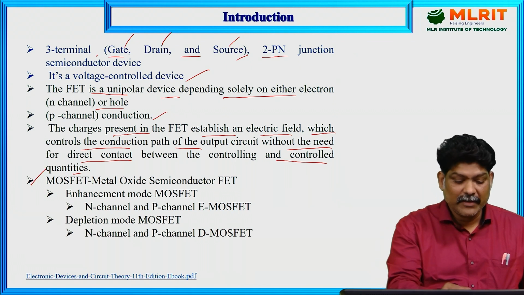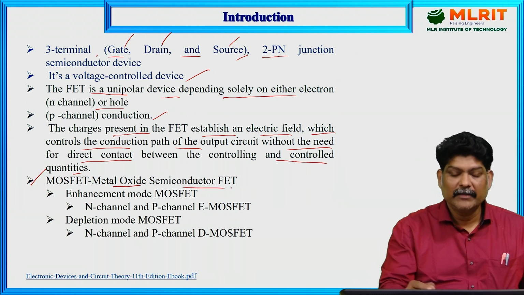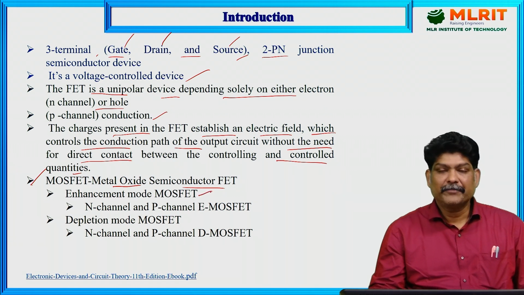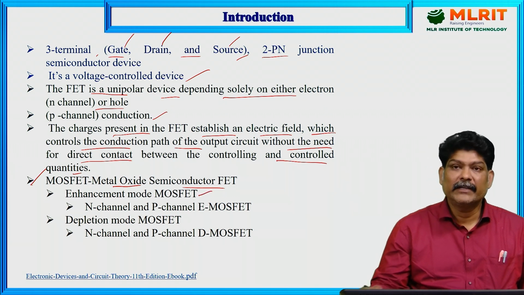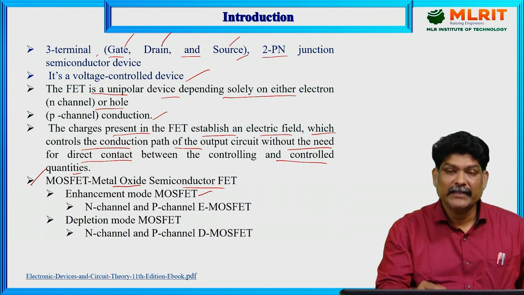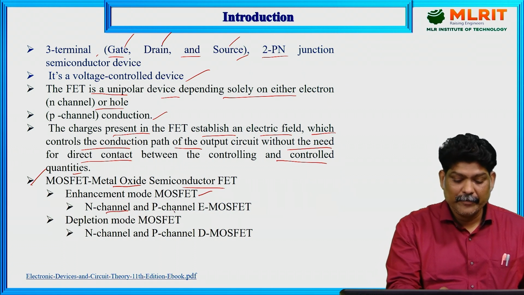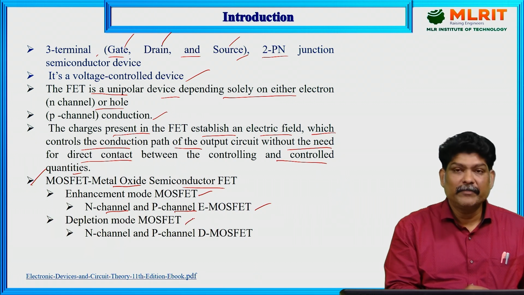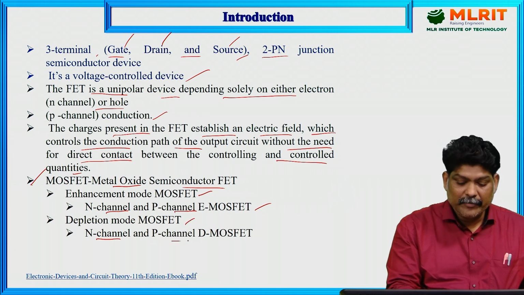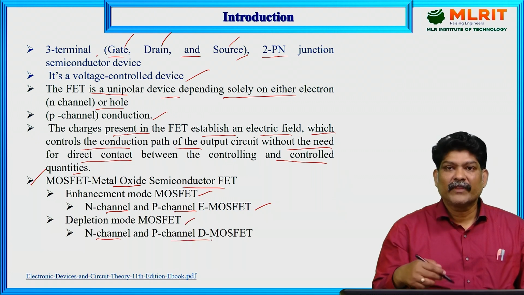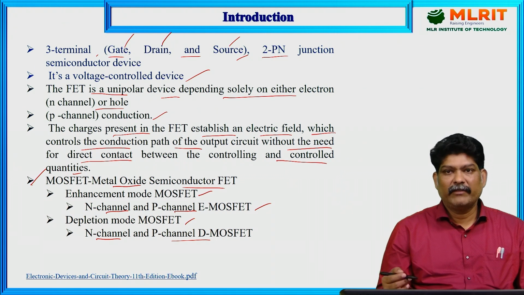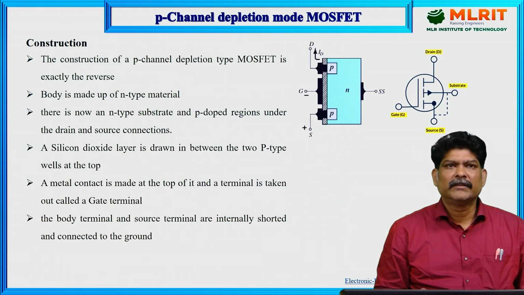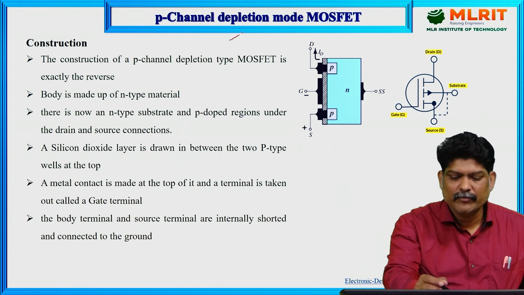MOSFET stands for metal oxide semiconductor field effect transistor, and we have 2 types. Enhancement mode MOSFET is subdivided into N channel and P channel MOSFET, and depletion mode MOSFET is also subdivided into N channel and P channel. So just like the N channel FET, there is the P channel FET. Let us discuss in detail the P channel depletion mode MOSFET.